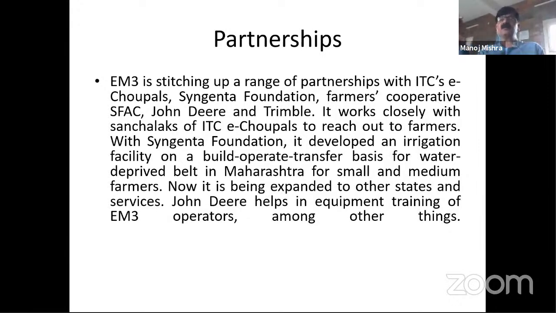With Syngenta Foundation, they are actually trying to look at irrigation facilities on a build, operate, and transfer basis for the water-deprived belt in Maharashtra for small and medium farmers. It is also likely to be expanded to other states. And I'm sure you'll be able to appreciate that they are also trying to venture into Gujarat. They have started off with a lot of things, but they are still trying to make headway into it. In fact, they have also tied up with John Deere in terms of equipment training and all.